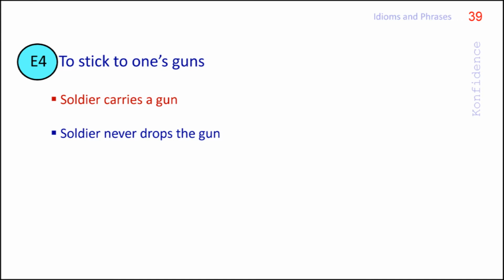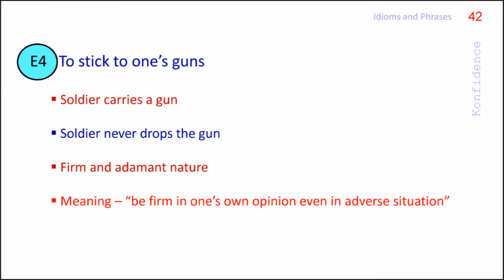The idiom in the fourth example is to stick to one's guns. Generally, who carries a gun? A soldier. What is his character? When enemies surround a soldier and attack him, he holds his gun and fights back bravely. He sticks to his gun, never drops it. This shows his firm and adamant nature. So the idiom means be firm in one's own opinion even in adverse situation.